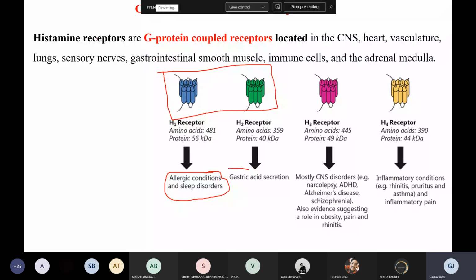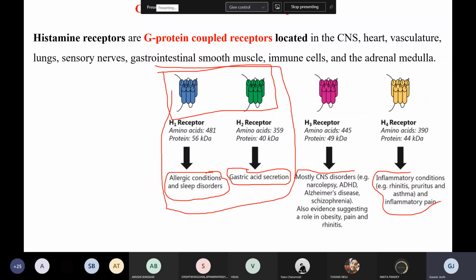The H2 receptors are associated with gastric acid secretion, right? The H3 and the H4 receptors: the H3 receptors are involved with CNS disorders and the H4 receptors are involved with major inflammatory pathways, the asthma and the rhinitis, right? In your syllabus, you only have these 2 things, the H1 receptor and the H2 receptor.